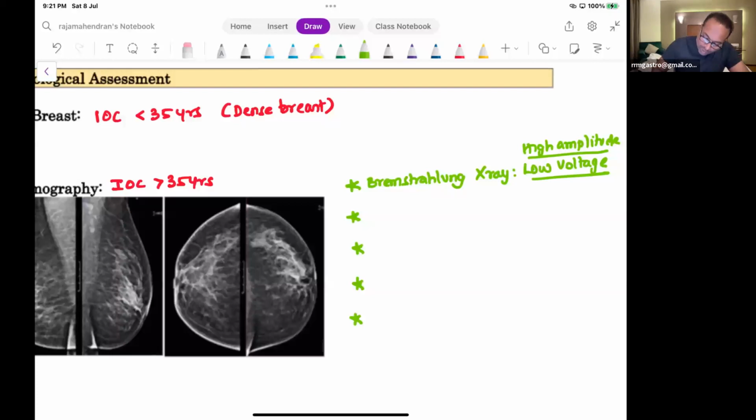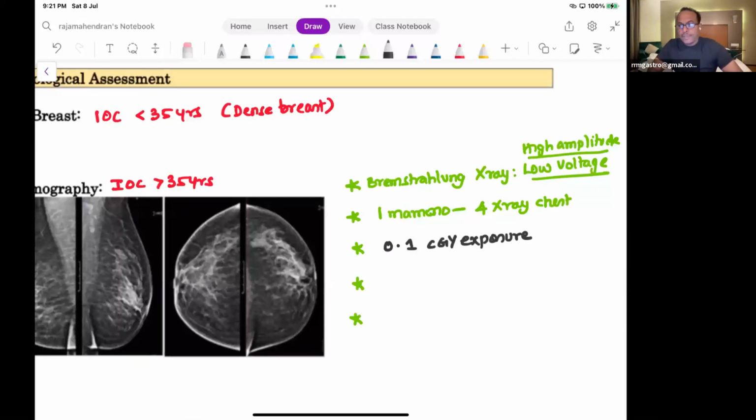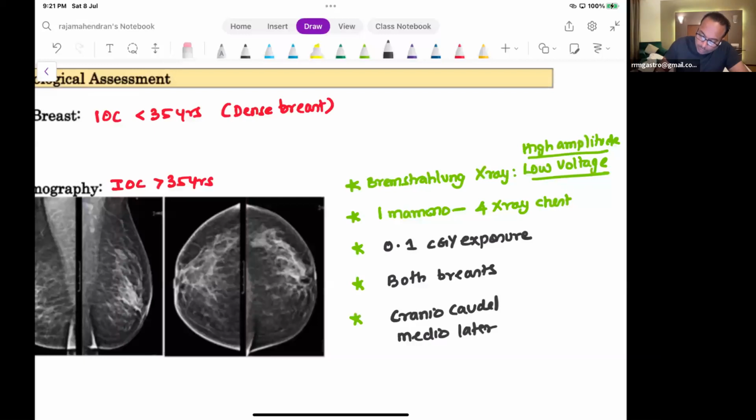First point. One mammography is equal to how many chest X-rays? 4 chest X-rays. Each mammography, how much radiation is the patient exposed to? It is 0.1 centigray exposure. Each mammography is always done for both the breasts. When I write mammography, it is always done for both the breasts. And in both breasts, I should do 2 views, craniocaudal view and mediolateral oblique view.